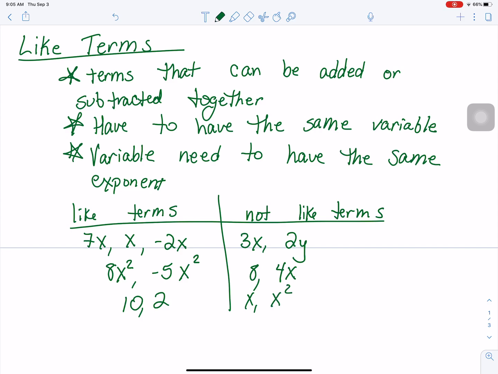Last year you did stuff with area. X squared is kind of like a box, and an x is a line or just the side of the box. So they're not the same thing. They have to have the same variable to them.